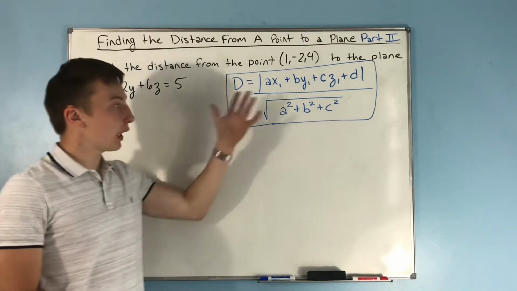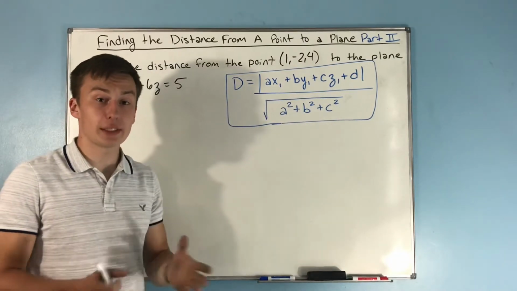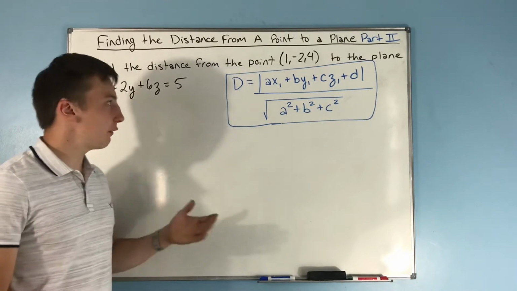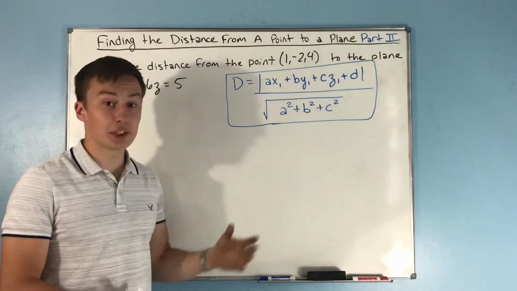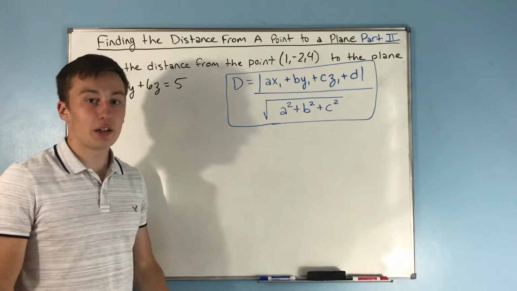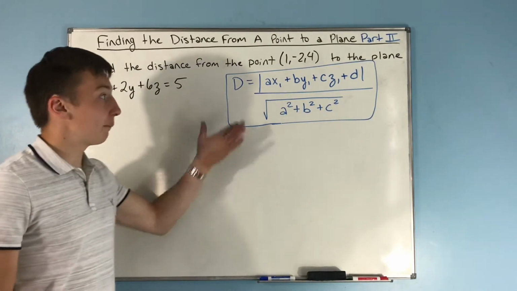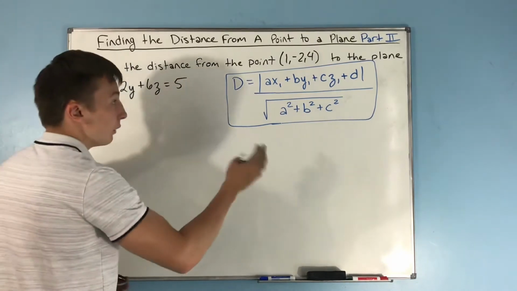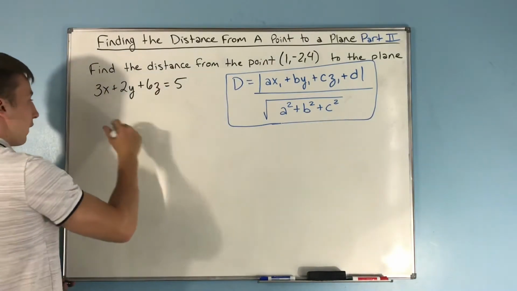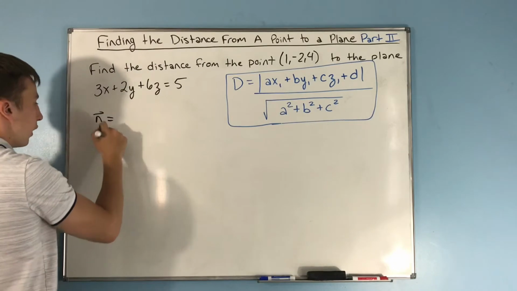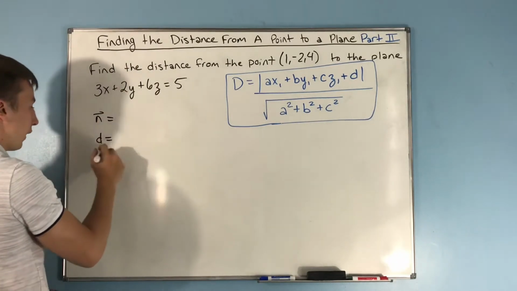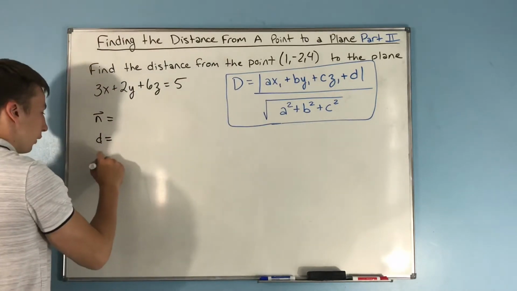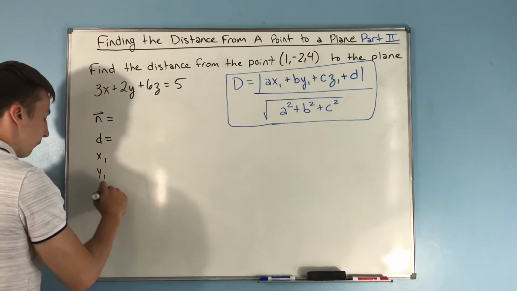Now, this is the more drawn out form of the distance equation. It's not as compact as the other one that we did in the part 1 video. So this is if you really want to go ahead and memorize it, just to make your life a little bit easier, because all you have to do now is just plug in. So now what we have to do is 3 things. We're going to find the normal vector, we're going to find d, and the point is actually given to us, so we know what x1, y1, and z1 are going to be.